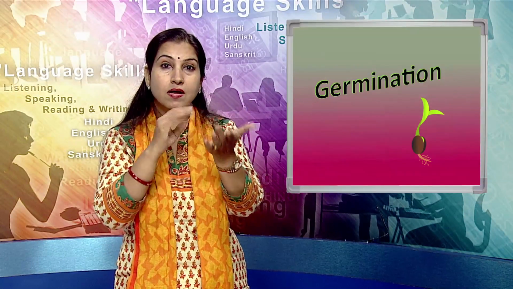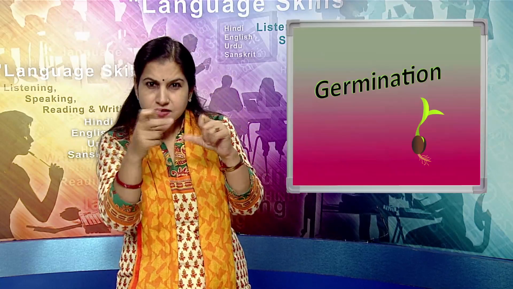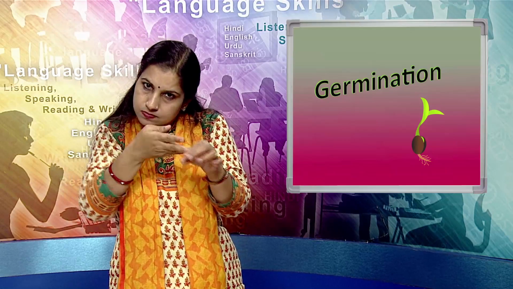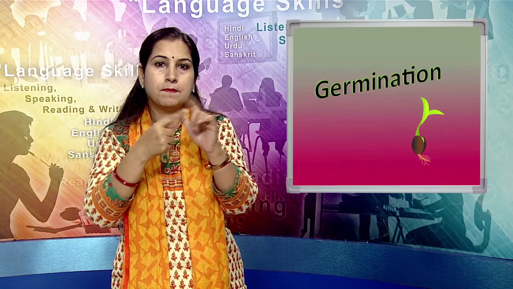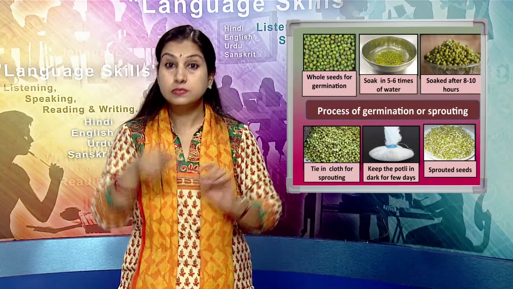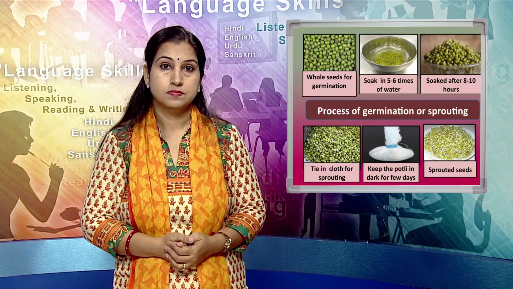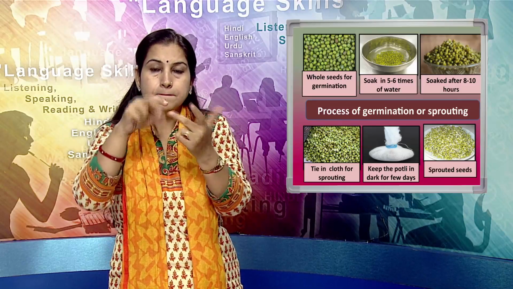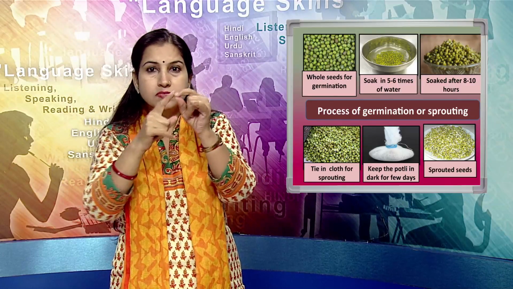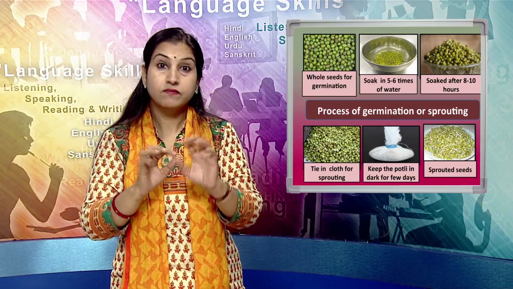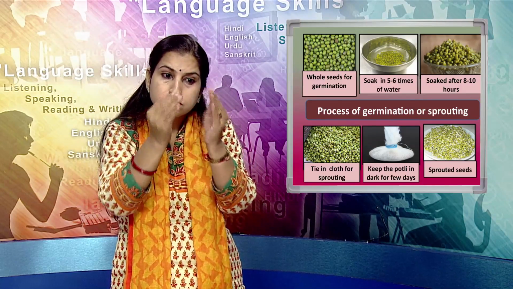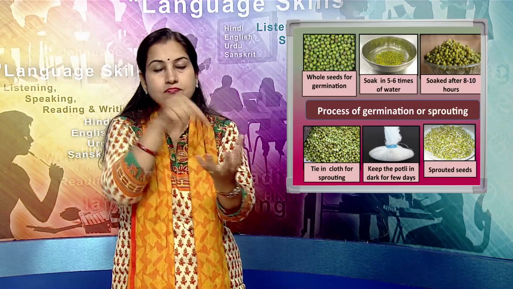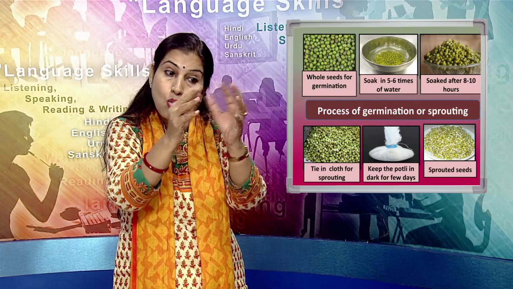Germination. You can see a picture of germinated seed. In this picture, you can see the process of germination. It is also called sprouting. First, whole seeds are used for germination. You cannot use half dal or split dal for germination. It must be whole seed.